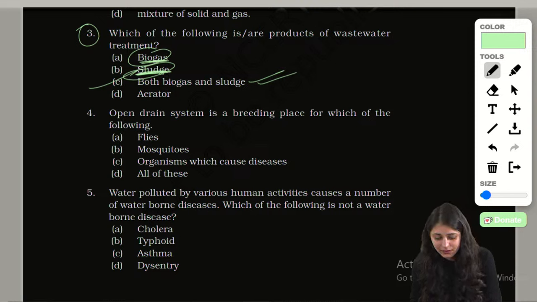ठीक है, बायोगैस बेटा फ्यूल की तरह use हो रहा है. ठीक है, उसमें मीथेन है, कार्बन डाइऑक्साइड है मेजरली. Yes रेनू, correct and good.